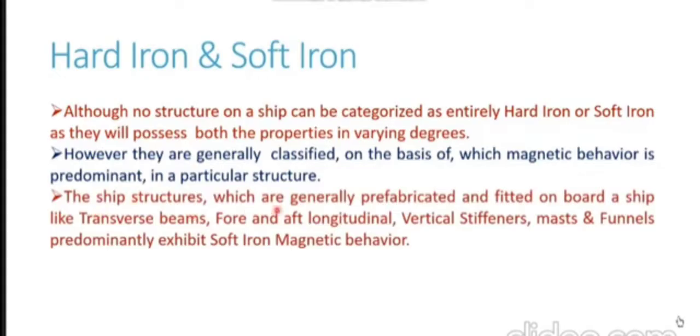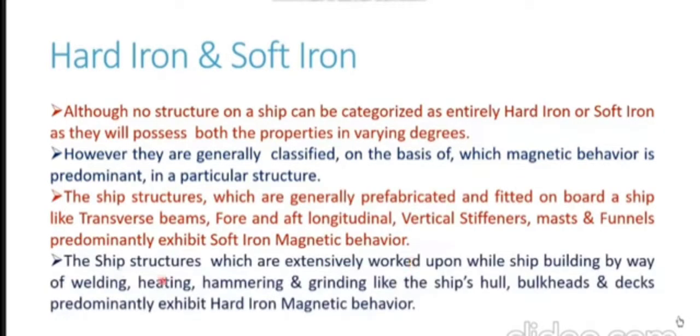The ship structures which are generally prefabricated, meaning they are made in the factory or in the yard and fitted on board in situ, could be the transverse beams, the fore and aft longitudinals, the vertical stiffeners, the mast, the funnel. If you see a ship being built in the yard, you will see that all these structures, the beams, longitudinals, vertical stiffeners, mast and funnels, are prefabricated in the yard. They are picked up by a crane, brought to the place where the ship is being constructed, held in place and welded there. So these kinds of materials which are prefabricated predominantly exhibit soft iron magnetic behavior.